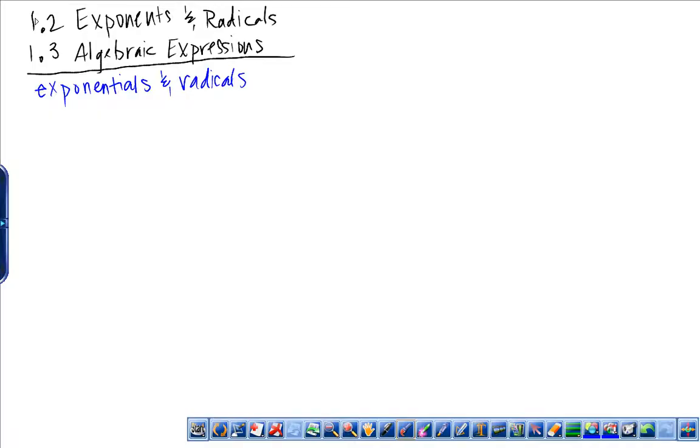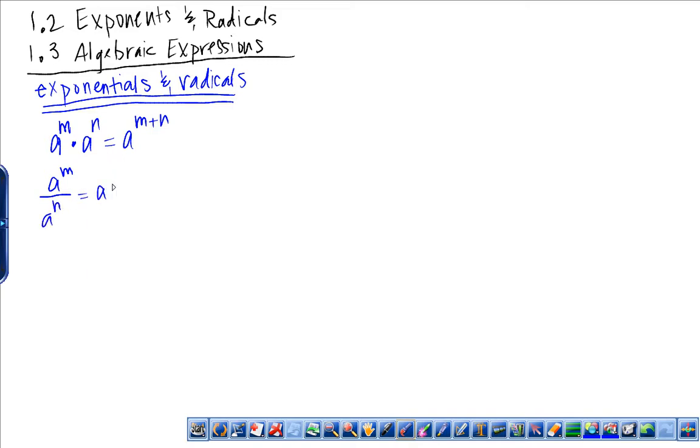This is 1.2 exponentials and radicals and 1.3 algebraic expressions. We start with a base of a, exponent of m, and you multiply by another base of a and an exponent of n. Remember, you add your exponents and you're going to get a base of a with exponent of m plus n. When you divide a base of a, exponent of m, by a base of a with an exponent of n, you're going to subtract and get a base of a of m minus n.